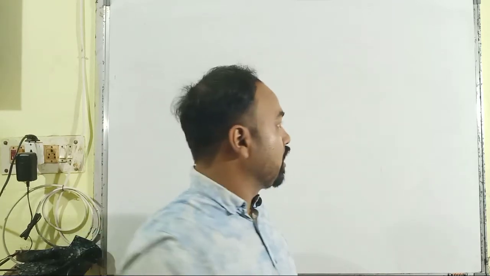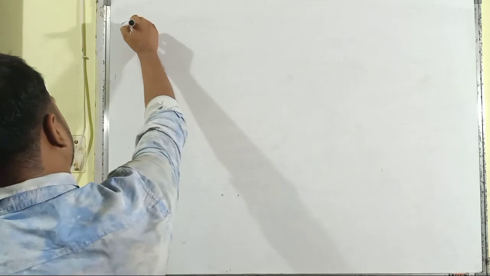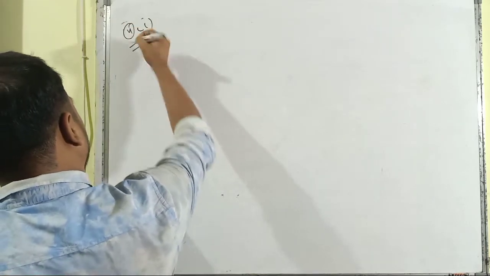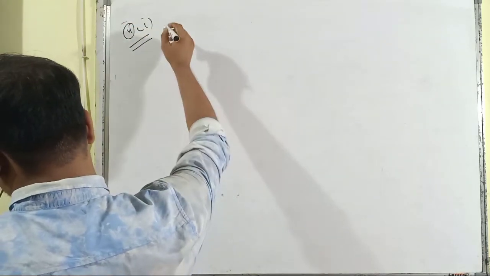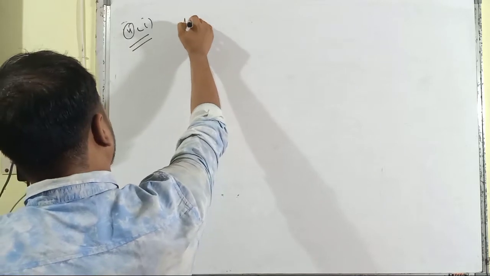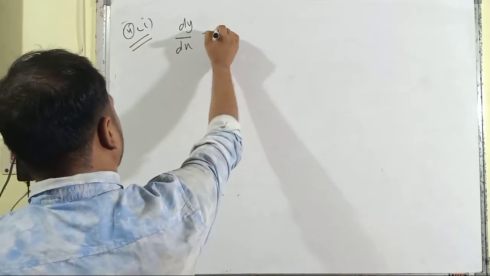In this particular session, we are going to discuss and solve all of the problems from number 4 of exercise 11a. So let us start from the first bit of number 4 of exercise 11a. The first bit of number 4 is dy upon dx is equal to y plus 2.